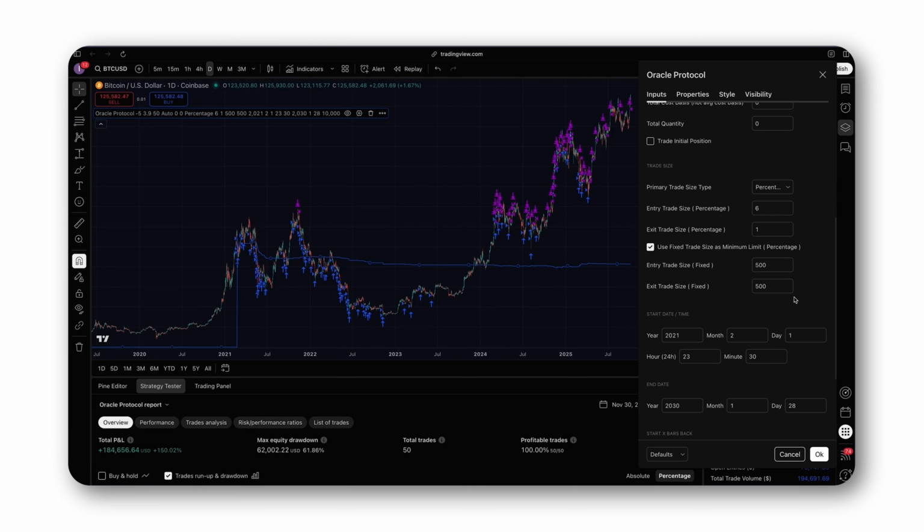Jumping down to something completely new is the dynamic position sizing. This is core to the Oracle protocol. This is what gives it its performance characteristics. As you can see here, we are on percentage rather than fixed, being what you've seen with the arbitrage algorithm. So percentage base says on these buy orders for the entry, I'm going to apply 6% of my initial capital. And down here, that has to be at least $500. On a sell order, it's going to be 1% or at least $500 of capital here.